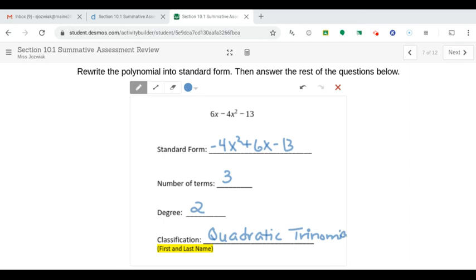Oops, sorry, I kind of ran out of space there. Let me erase that. I'm going to write trinomial underneath. Sorry about that.